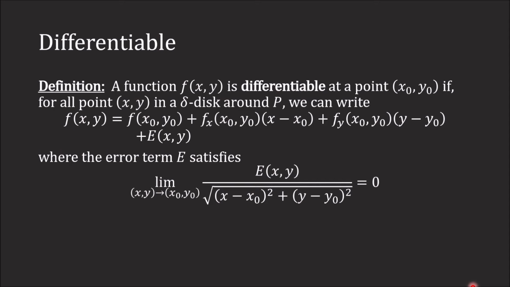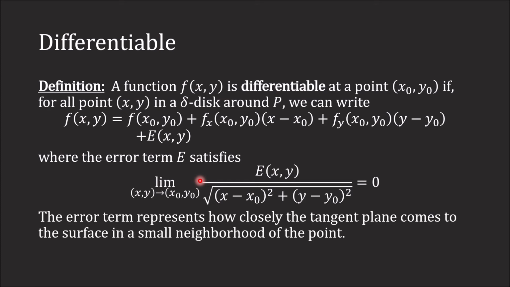where e is an error term and it satisfies this limit. So the limit as x, y approaches x0, y0 of e of x, y over the square root of (x minus x0) quantity squared plus (y minus y0) quantity squared is equal to 0. Now this error term represents how closely the tangent plane comes to the surface in a small neighborhood of the point.